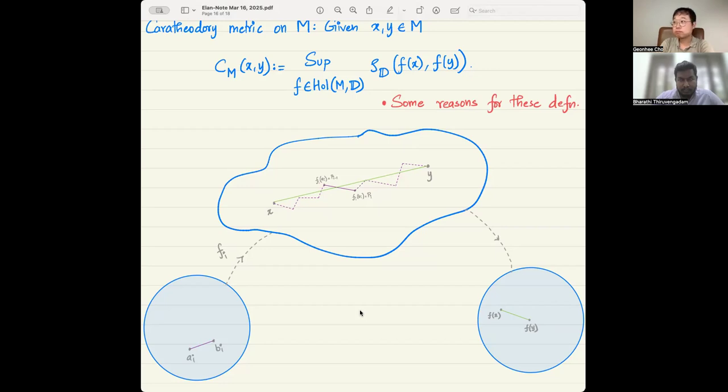The second thing that you want to define is the characteristic metric. The way that is done is you look at all holomorphic maps from the manifold to D, and consider the Poincare distance between the images of x and y under the holomorphic map in the disk. You take the supremum over this distance, and that gives the characteristic distance.